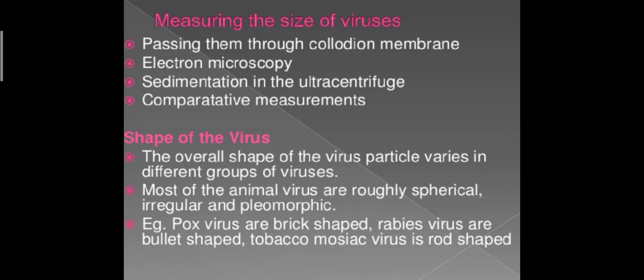Shape of the virus. We have discussed that depending upon the family of the virus, they differ in shape. For example, pox virus is brick shaped, rabies virus is bullet shaped, and tobacco mosaic virus is rod shaped. Like bacteria, viruses also have different shapes depending upon the viral families. Generally all animal viruses are roughly spherical, irregular, and pleomorphic in shape.